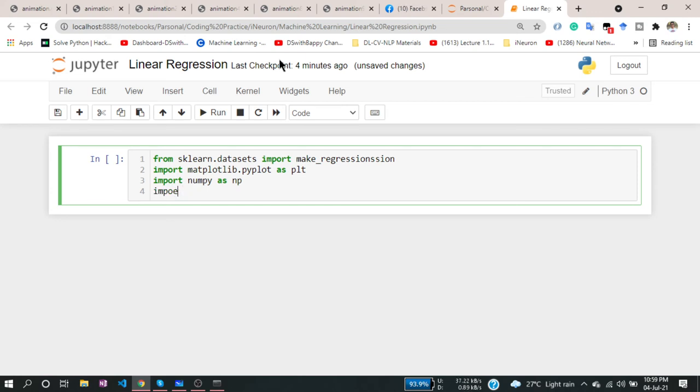Let me also import, because we will also check the actual LinearRegression class from sklearn. We'll compare our custom model to the sklearn model, to see whether our custom model is working fine or not. Whatever we implement, we'll compare with the actual sklearn library. So for that, let's import from sklearn.linear_model LinearRegression.